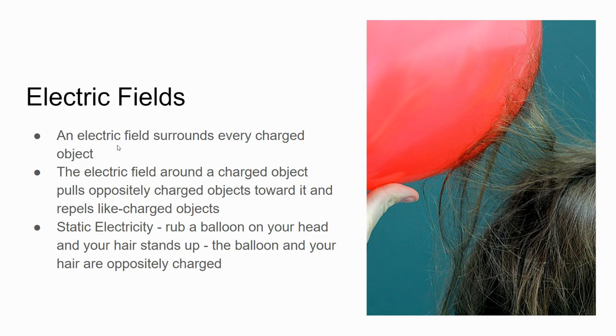So the electric field around a charged object pulls oppositely charged objects toward it and repels like charged objects. You guys know that. It's a magnet. But the reason those magnets are like that is because of the stuff it's made out of, all the way down to the atomic structure.